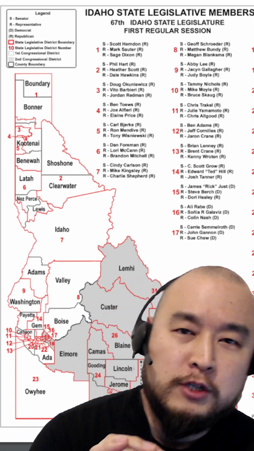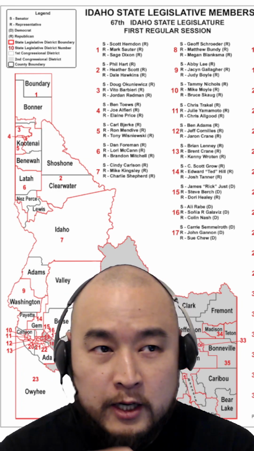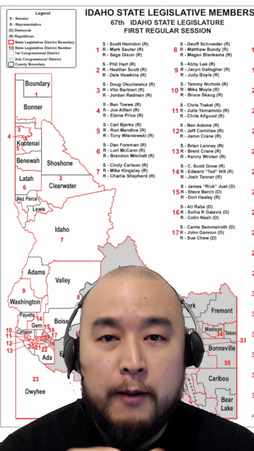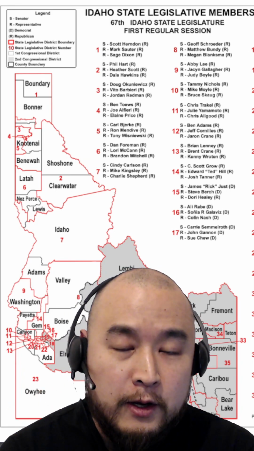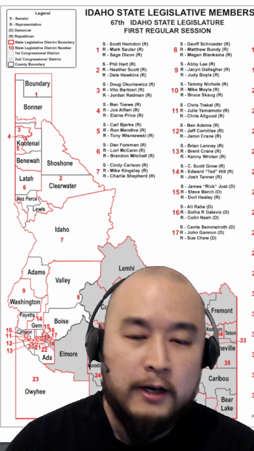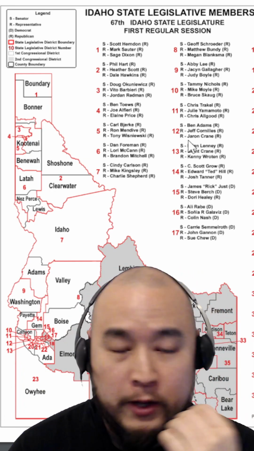So I think for most of us, we are familiar with the Kuna City Council and maybe even the Ada County Commissioners. But there's also another layer of elected officials, and that's the state level. And that's where they make statewide laws that often govern how the cities and the counties can run the show.